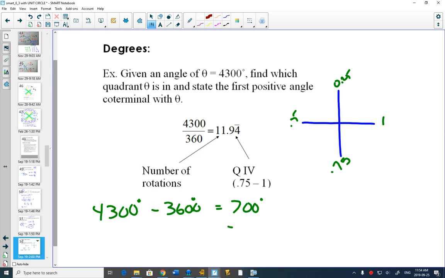If I subtract 360 again, that leaves me at 340 degrees. So 340 degrees, that's easier to see. It ends in quadrant 4. 4,300 degrees is coterminal, or ends at the same place as 340 degrees. So I would know that it ends in quadrant 4.